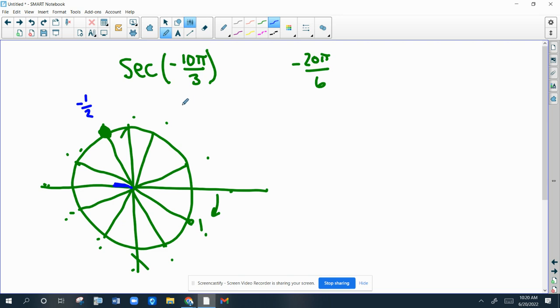Secant, you flip the cosine. So cosine would be negative 1/2. You flip it, negative 2 over 1. It's that simple. So if you're comfortable doing those, that's great. If you're not comfortable using the unit circle yet, practice a lot. It comes really, really quickly and really, really easy, and it's really important that you have a good foundation for the trig stuff. That's it.